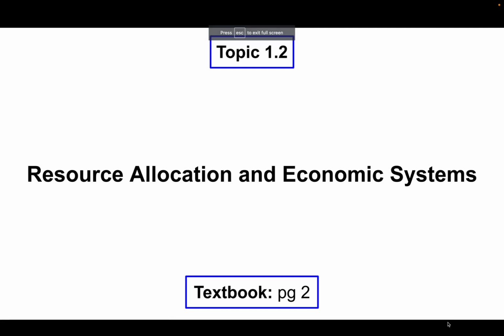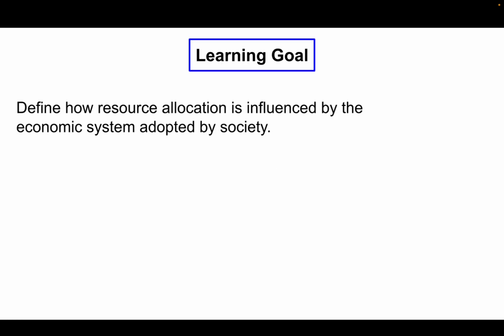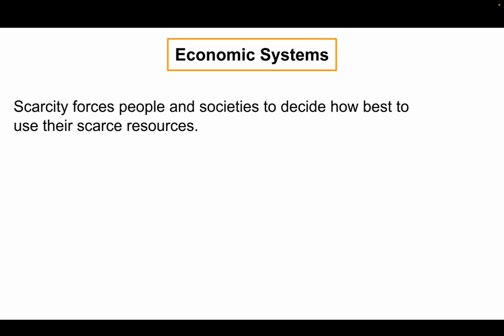Hey guys, it's Mr. Schmidt here, and in this video, we're going to look at resource allocation in economic systems, which corresponds to page 2 in your textbook. So, the goal for this video is to define how resource allocation is influenced by the economic system adopted by society. If you remember from the last video, we said that scarcity forces people and societies to make choices.